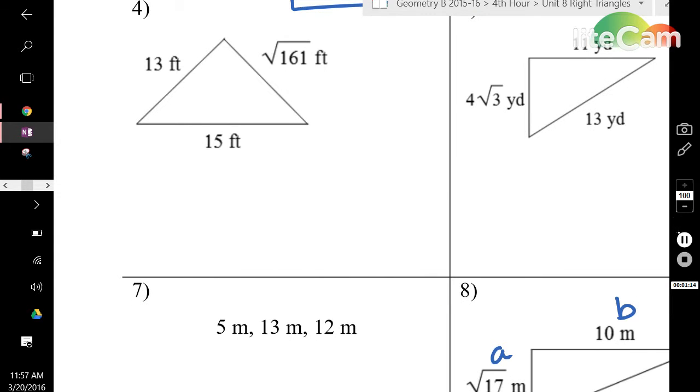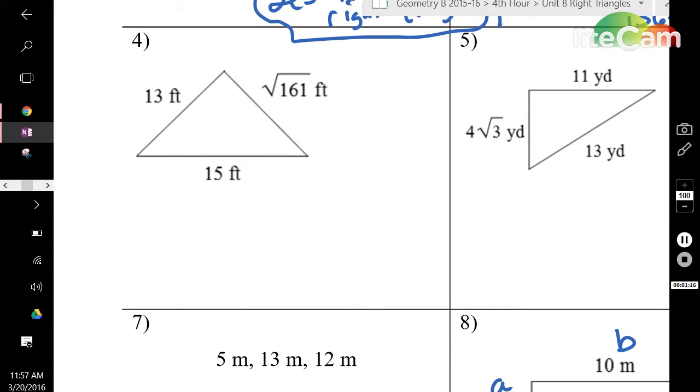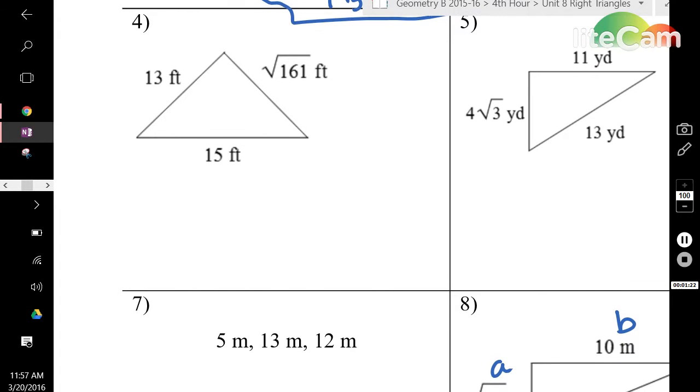Let's show you an example where the triangle may look like a right triangle, but in fact it is not, after we prove it using the converse. So in this case, we have 13, square root of 161, and 15 feet. If there were going to be a candidate for a 90-degree angle, it would be right here, which would then make your 15 a possible C value, and 13 and square root of 161 A and B.